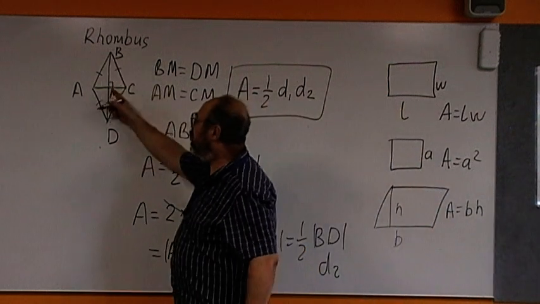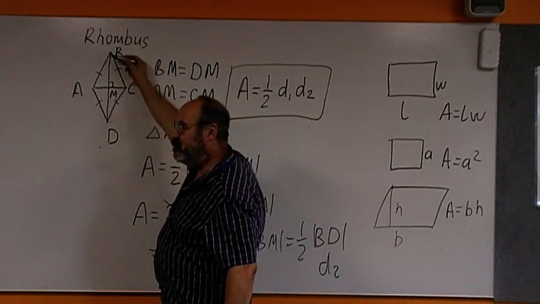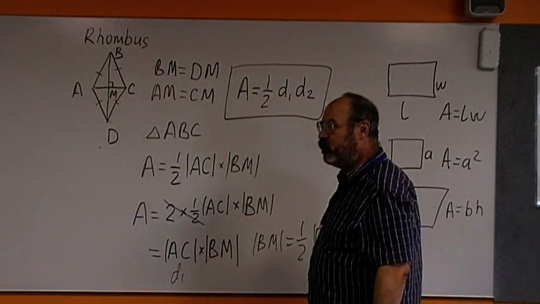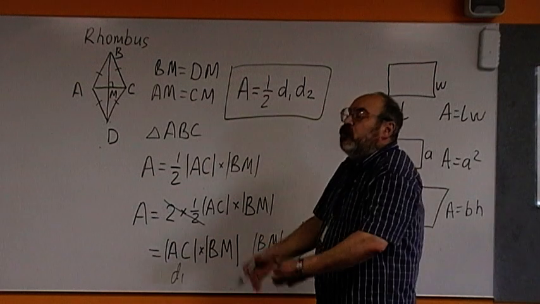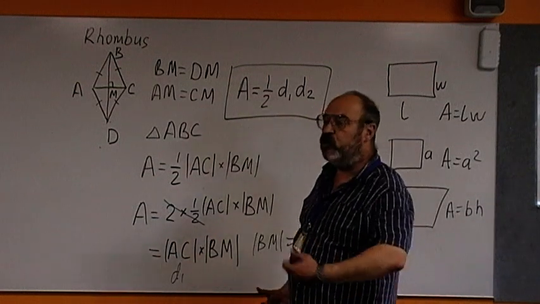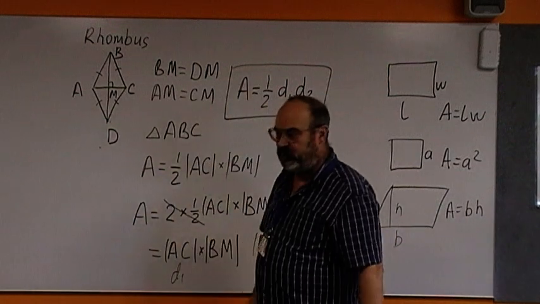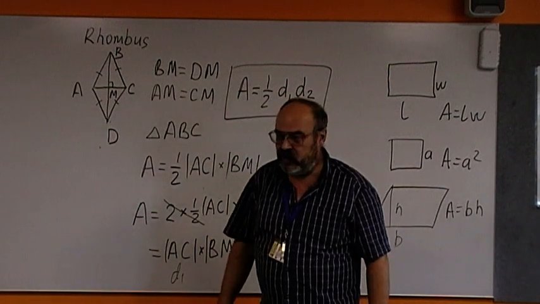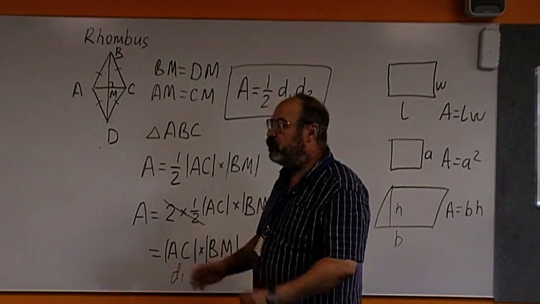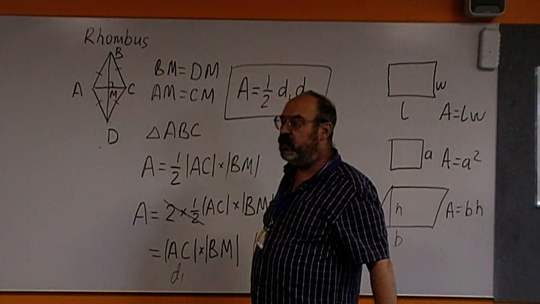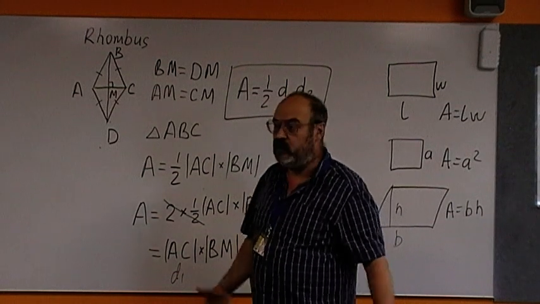BM is a half of BD. That's where the 1/2 is coming from. So that's the formula. You don't need to derive it every time. I just want you to understand where it's coming from. You will need to apply it. Make sense? So to find the area of the rhombus, you need to know its diagonals, multiply them and divide by 2.